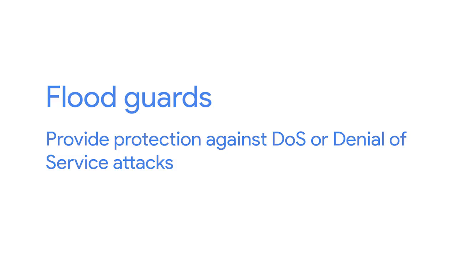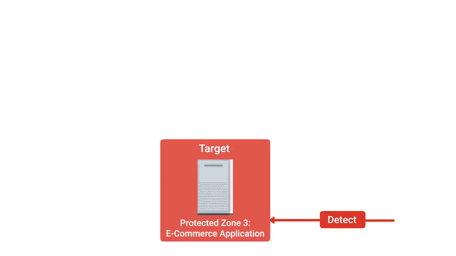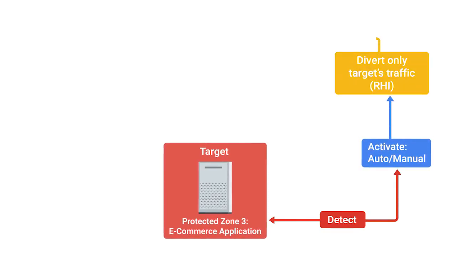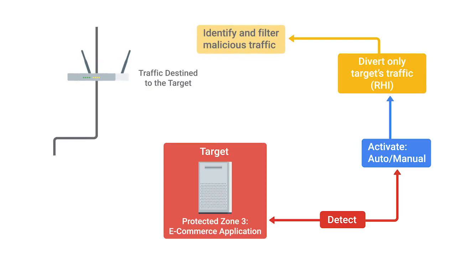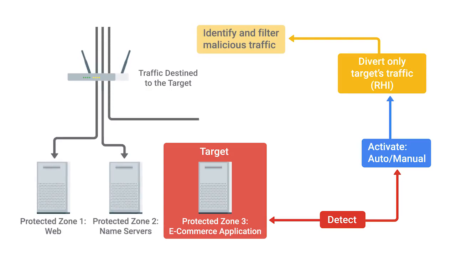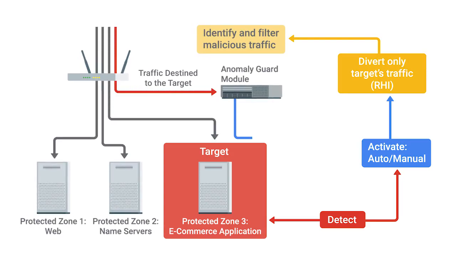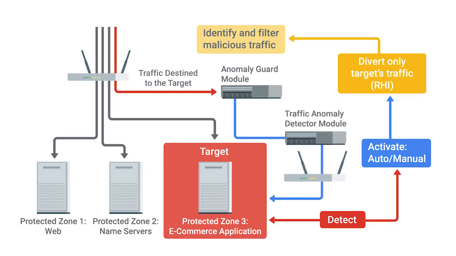Flood guards provide protection against DoS, or denial of service, attacks. Think back to the CIA triad we covered earlier. Availability is an important tenet of security and is exactly what flood guard protections are designed to help ensure. This works by identifying common flood attack types like SYN floods or UDP floods. It then triggers alerts once a configurable threshold of traffic is reached.